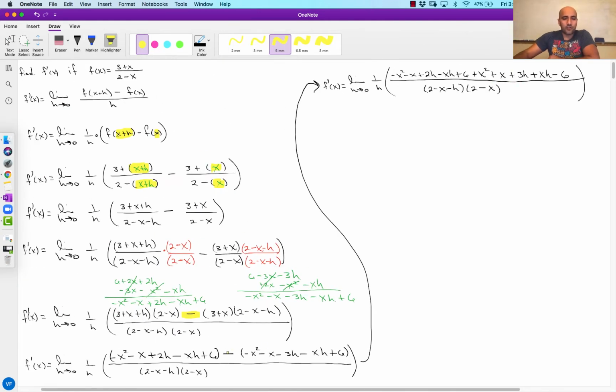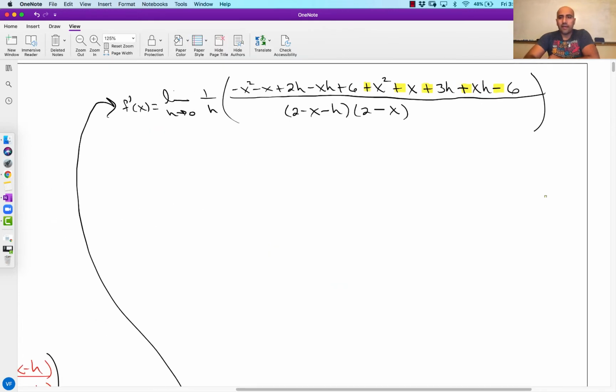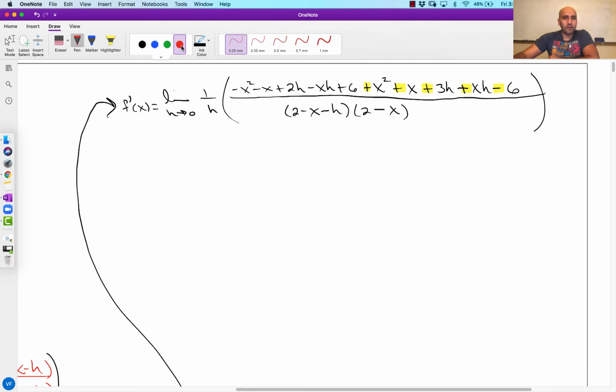Okay, so if we pay attention to the distribution of this sign, we end up with a minus minus, we end up with a plus x squared, and then a minus minus, we get a plus x, and then a minus minus, we get a plus 3h, and then minus minus, we get another plus xh, and then finally minus plus, we get a minus 6. Okay, so let's zoom back over here. Okay, now this is the fun part. A bunch of stuff will cancel. So let's go over here.